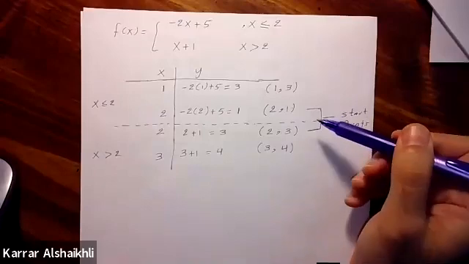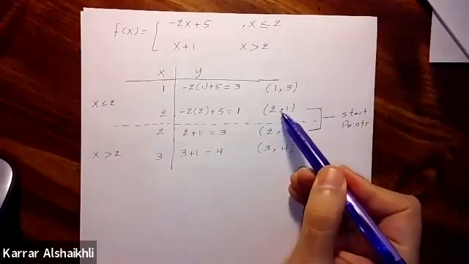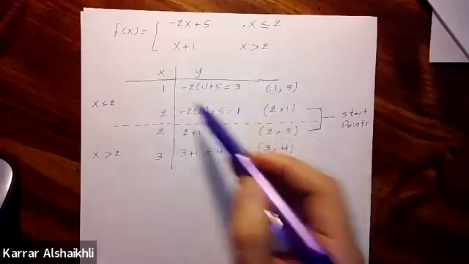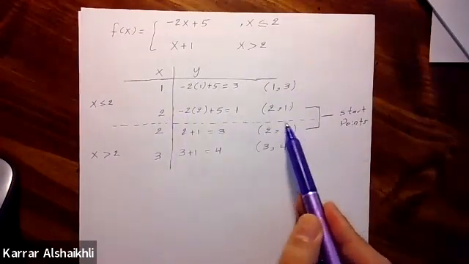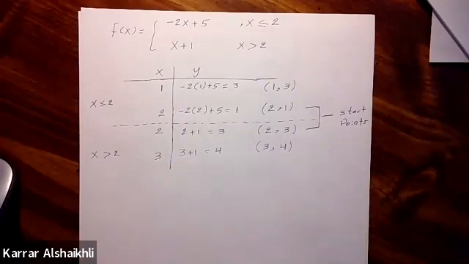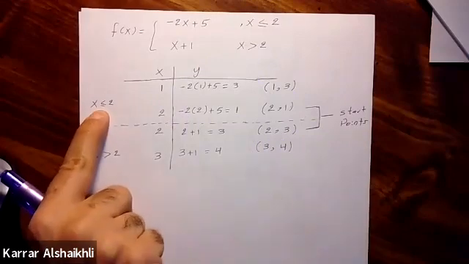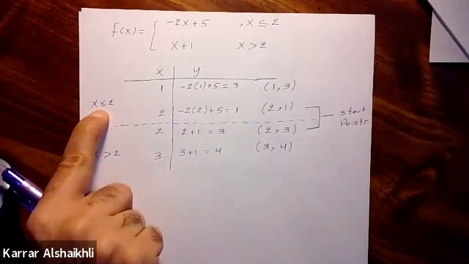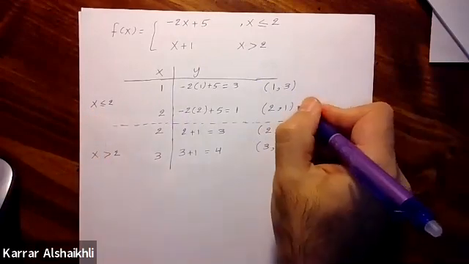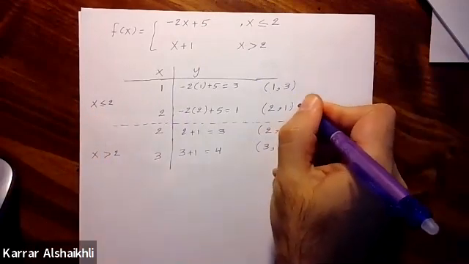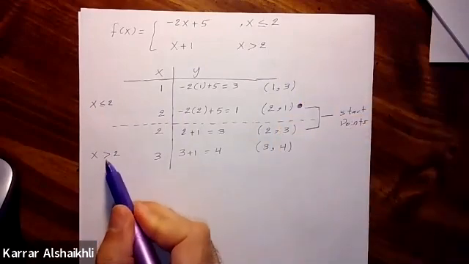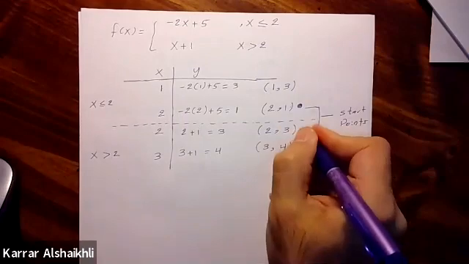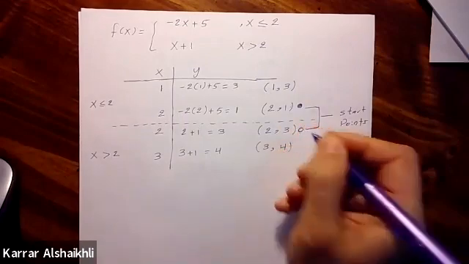We're going to use this point to graph this piece, and we're going to use this point to graph the second piece. The start point: this condition contains an equal sign, so I'm going to start with a closed circle. This condition doesn't contain an equal sign, so I'm going to start with an open circle.